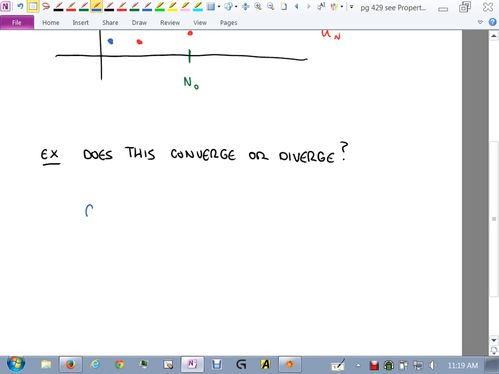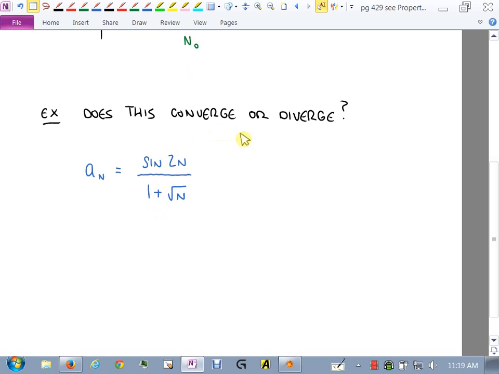So here it is. A sub n equals sine 2n over 1 plus the square root of n. All right, so does it converge or diverge? What we need to do is figure out what the limit as n goes to infinity is, right? So what is the limit as n goes to infinity of sine 2n over 1 plus root n?